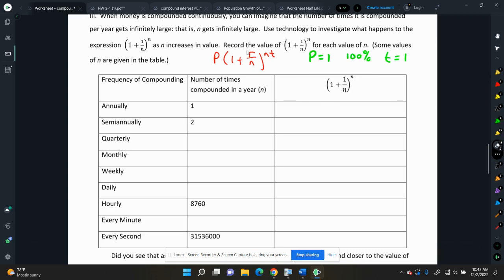So Jackie, I'm going to have you calculate this for n equals 1. Ariel, I'll have you do it for n equals 2. So if we were compounding semi-annually instead of annually. Okay. Annalie, we're going to do quarterly, which means n would be 4. Caitlin, I'll have you do it for monthly, so n is 12.